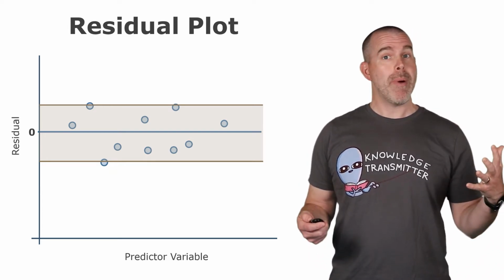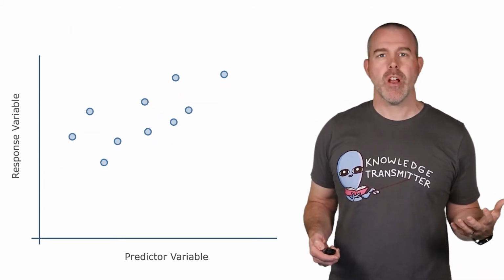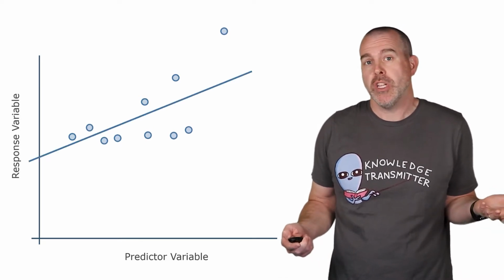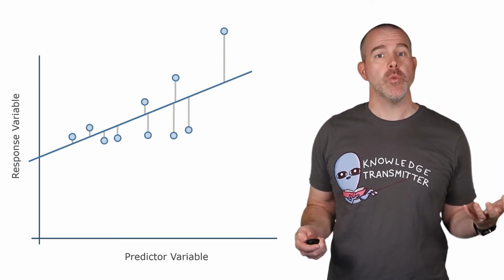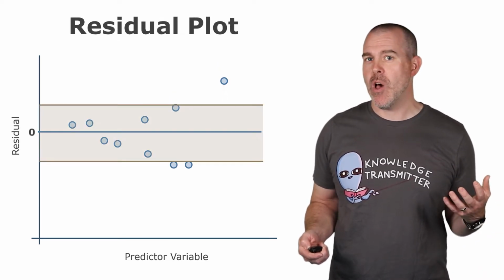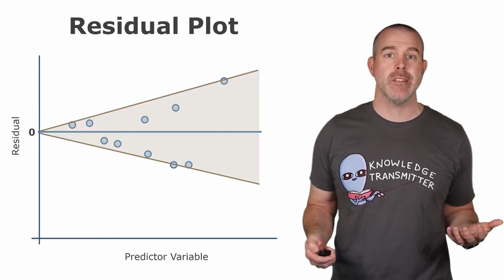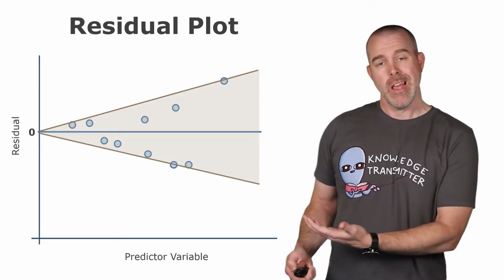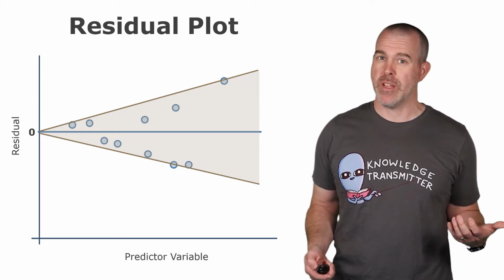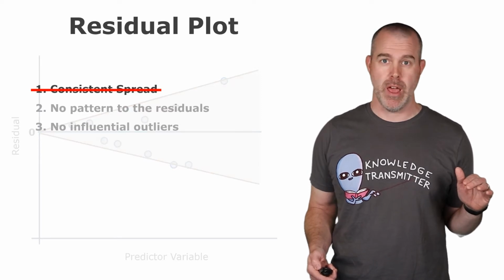So what might it look like if we don't have a consistent spread? Well, here's our original data. Let's say we have some data that looks like this. Still looks pretty linear. If we make the residual plot, it looks something like that. But now, not so straight. Now it actually looks like it starts to spread out. As the x values increase, the residuals actually increase. So this one does not have consistent spread.